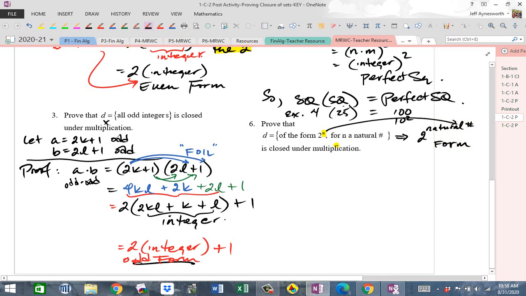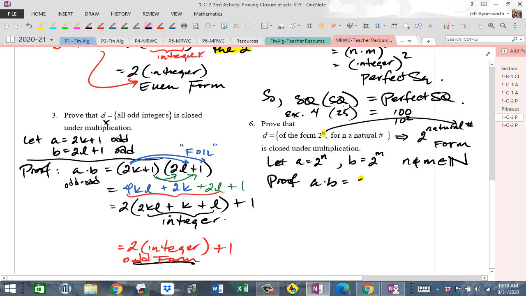So we're going to take two different ones. Let A equal 2 to the nth power, and B equal 2 to some different power m, where n and m are natural numbers, so they're part of the natural set. And then you prove it. If we multiply these two numbers together, do we get a number in the form of 2 to some power? All right, so here we go.